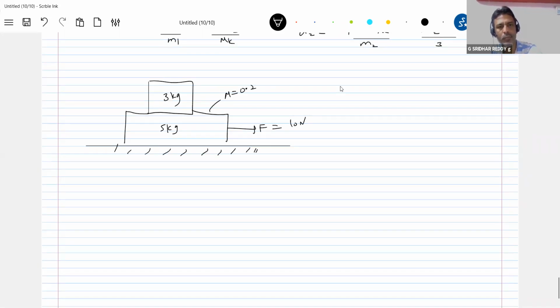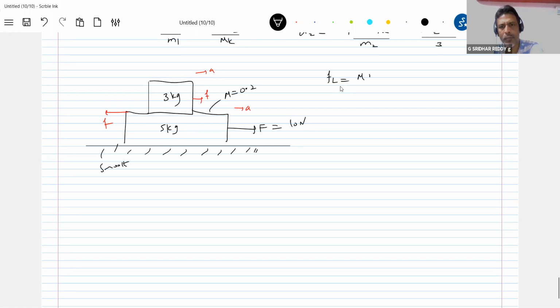I'll not take help of anything else. So this is smooth, this is rough. So directly I'll get the direction of friction acting like this. Straight away, let me assume no slipping occurs. No problem. Before that, you should first calculate the limiting friction. What is the limiting friction?